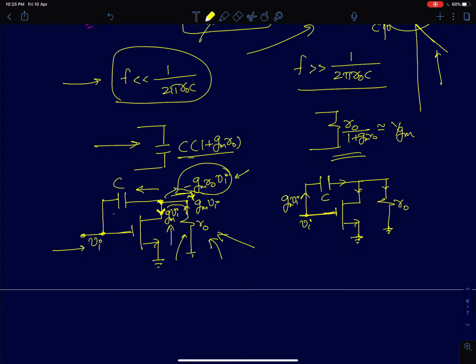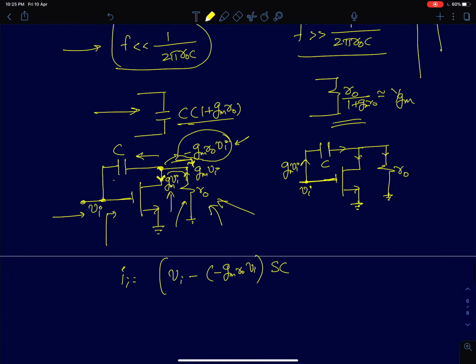Now you can directly derive the input current. The input impedance seen here, II, is going to be Vi into SC, the voltage across the capacitor, which is Vi minus of minus GM R naught times Vi, the whole thing times SC. So you will see a multiplied capacitance here. So Vi into SC into 1 plus GM R naught. So this is your multiplied capacitance.